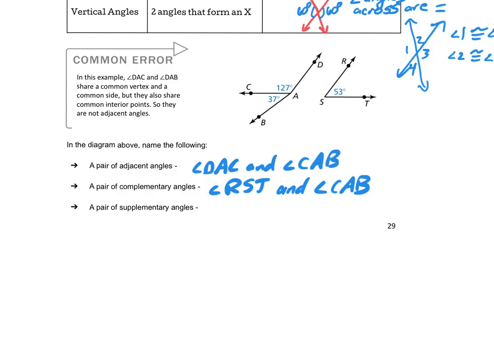Okay, supplementary means they add up to be 180. So what two numbers would I need to put together to make 180? Braylon? 127 and 53. So I would say angle CAD and angle RST. Just make sure they add up to be 180. All right, next page.